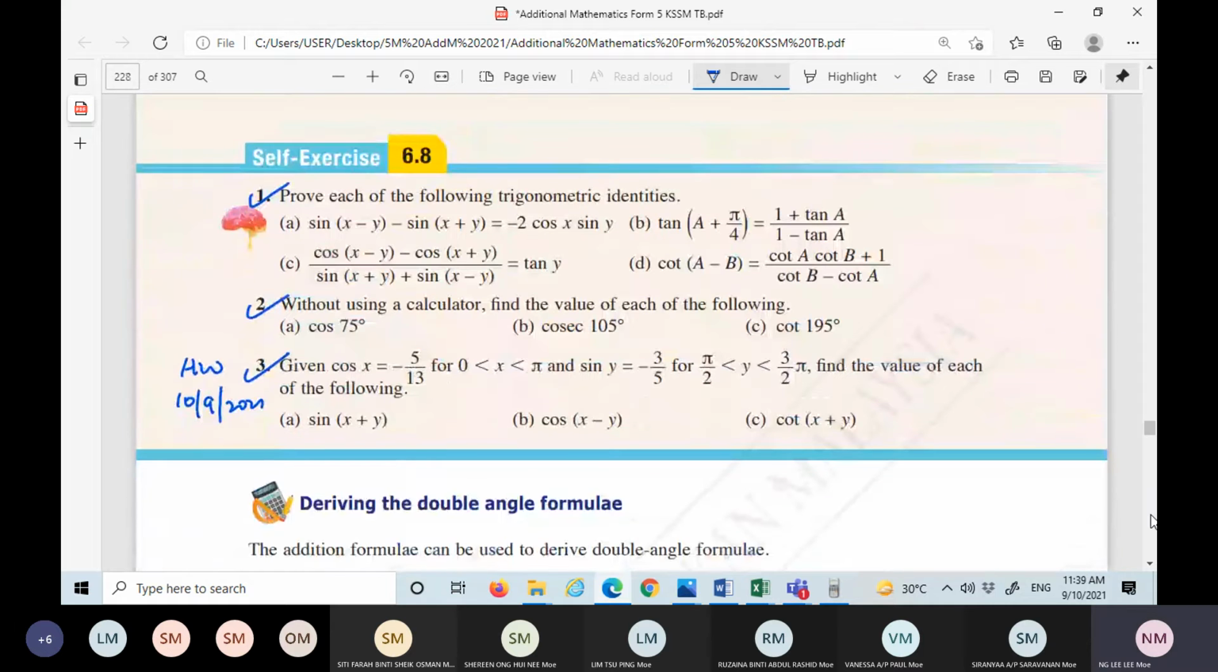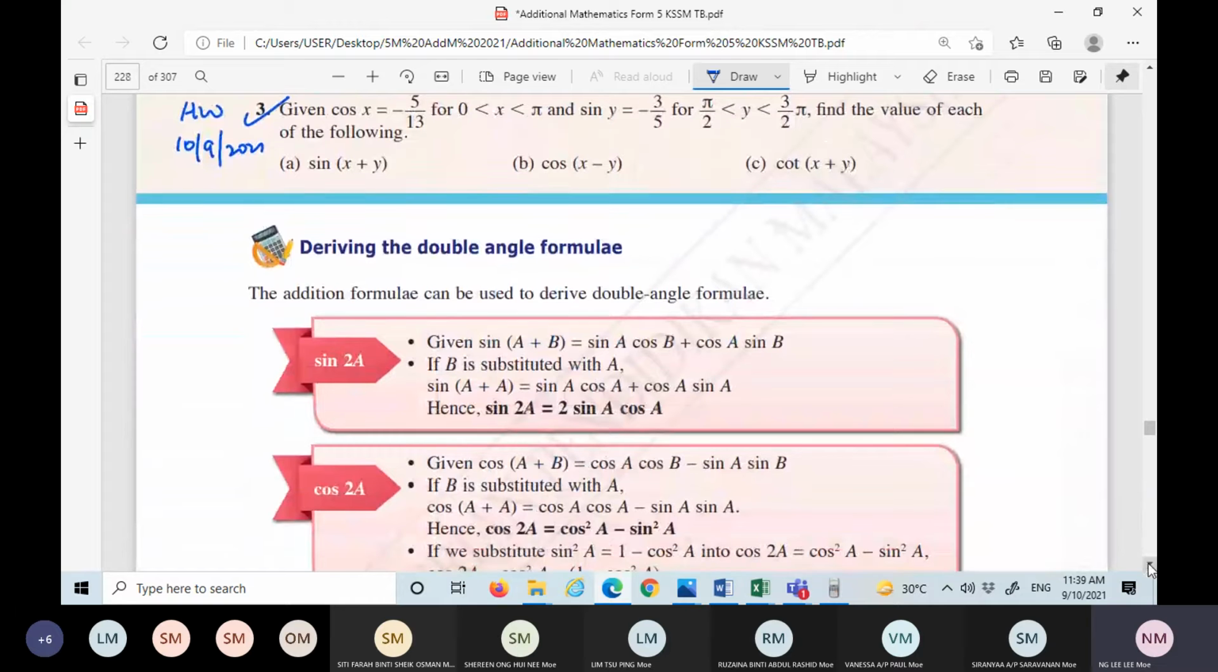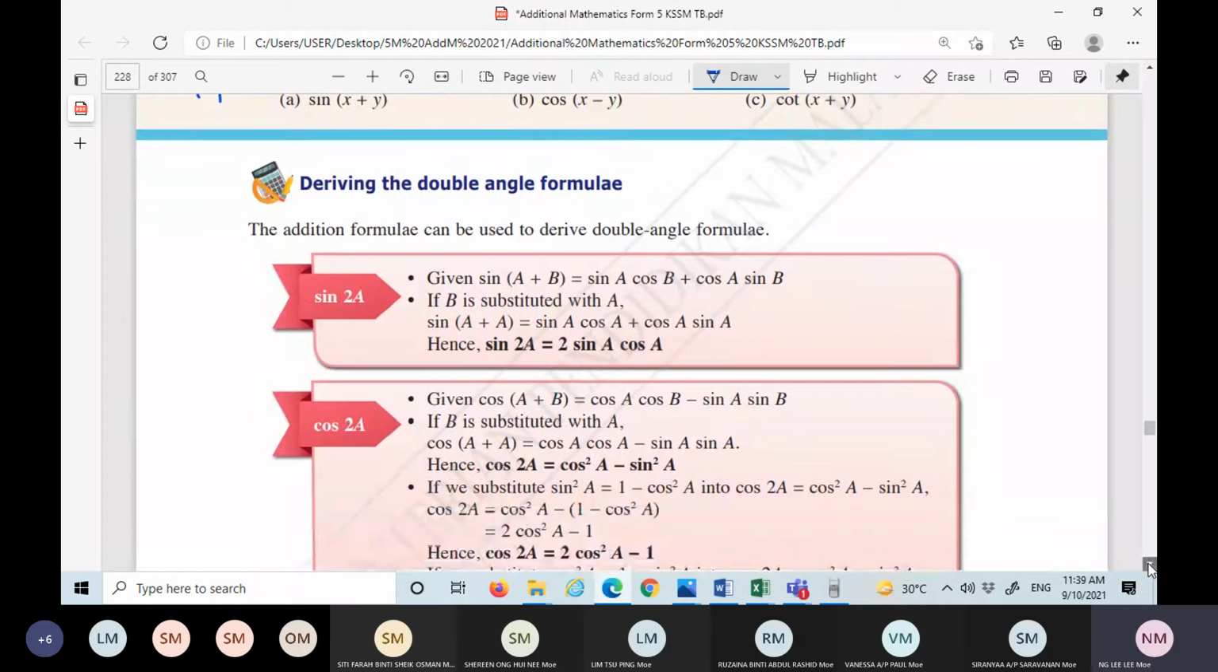Okay, this one we settle. So now we come to this double angle formula.